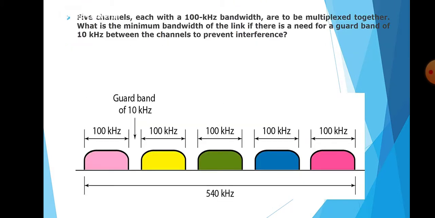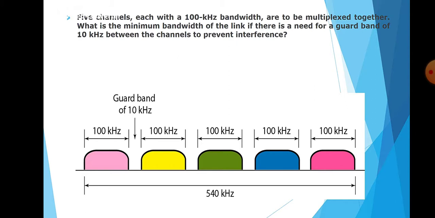Five channels, each with 100 kilohertz bandwidth, are to be multiplexed together. What is the minimum bandwidth of the link if there is a need for a guard band of 10 kilohertz between the channels to prevent interference? So first we need to compute the total bandwidth by considering the guard band of around 10 kilohertz.